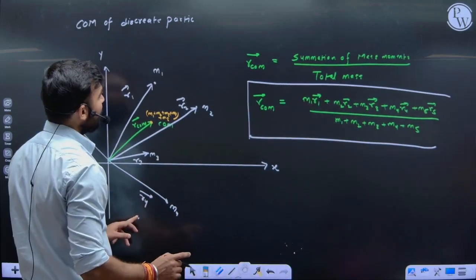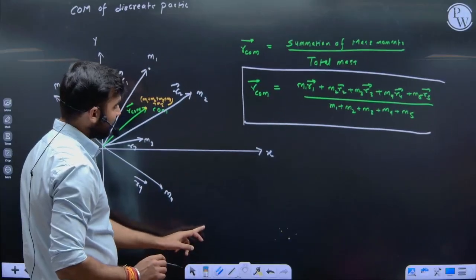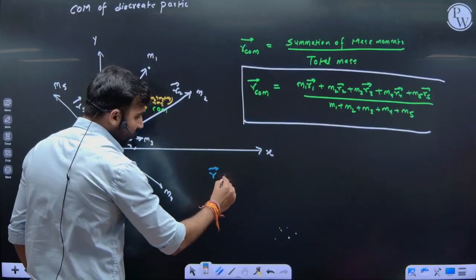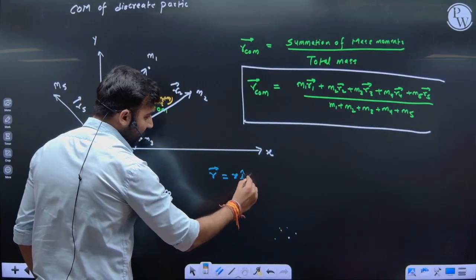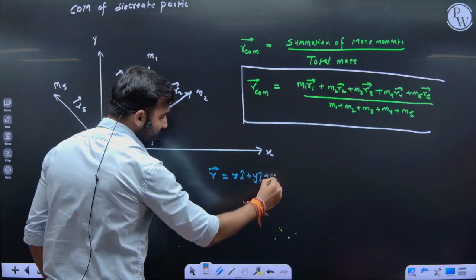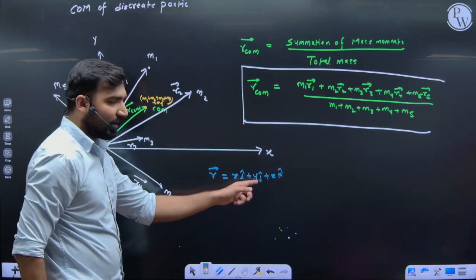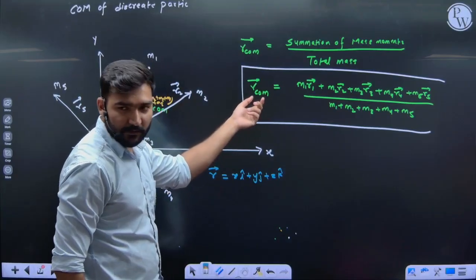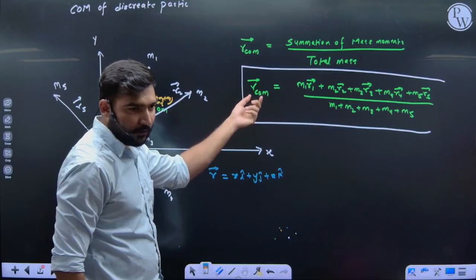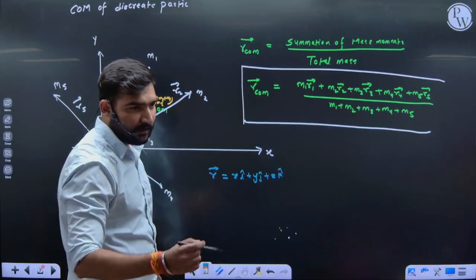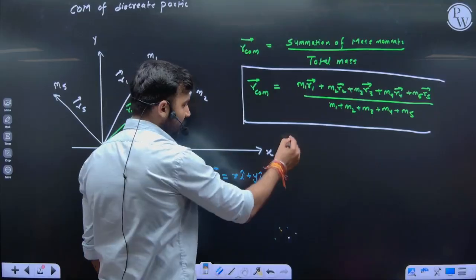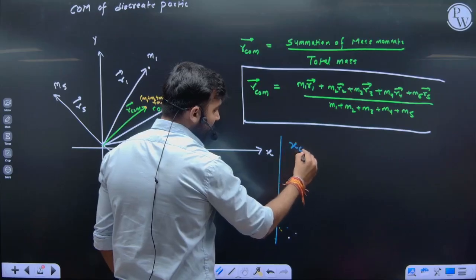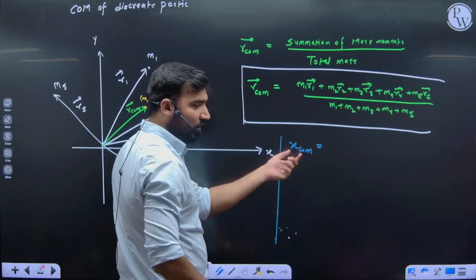I have another good formula also. How do you write a position vector? X i cap plus Y j cap plus Z k cap. X coordinate, Y coordinate, Z coordinate. So if I am not interested in finding this vector and want to write directly the X coordinate of center of mass, Y coordinate of center of mass, how will I write? I will write this way. X coordinate of center of mass, only coordinate I am calculating.